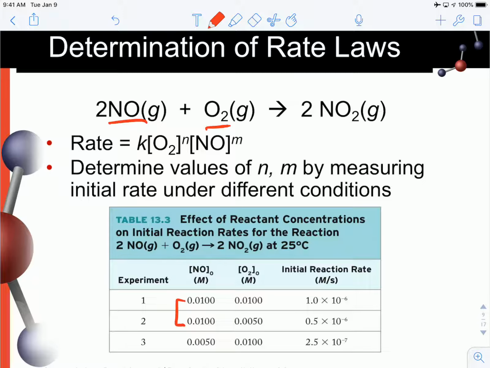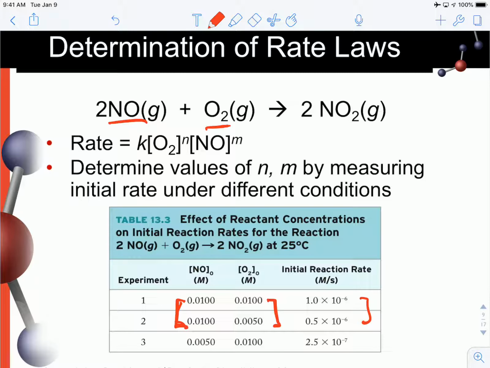Okay? And we're going to change the concentration of O2, and then we're going to see that the rate changes. But now we can tell, we'll do this in class very closely, take a close look at this. You now know any change in this rate here is directly related to the change in this concentration because this one was kept the same.